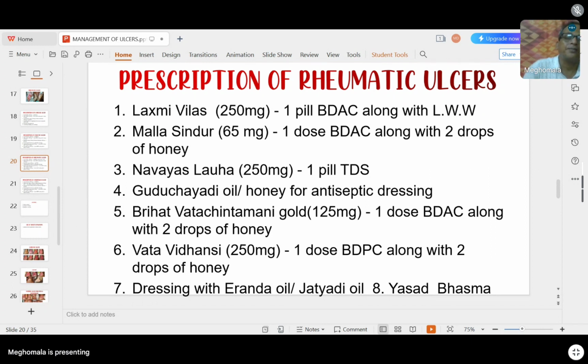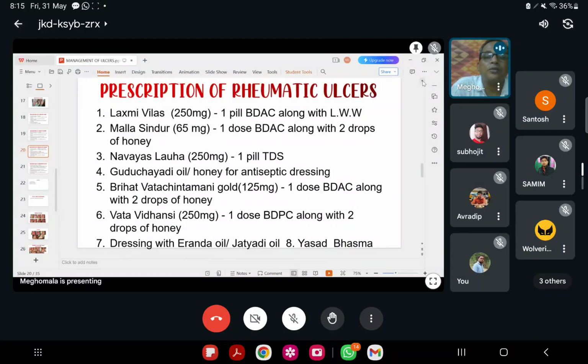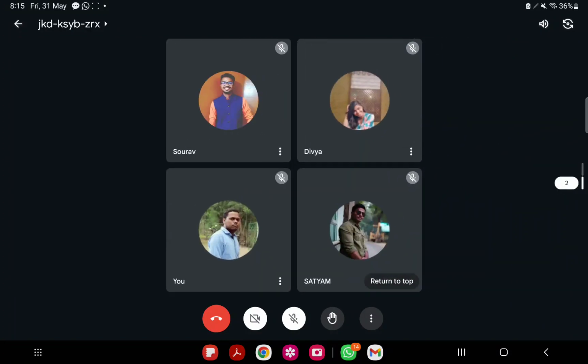Otherwise, the prescription is incomplete, as per my knowledge. Then I have forgotten to discuss honey. If you apply honey, it is lekhana, it controls every sort of infection.